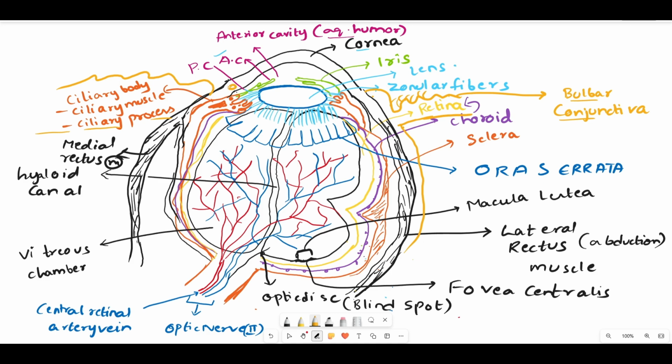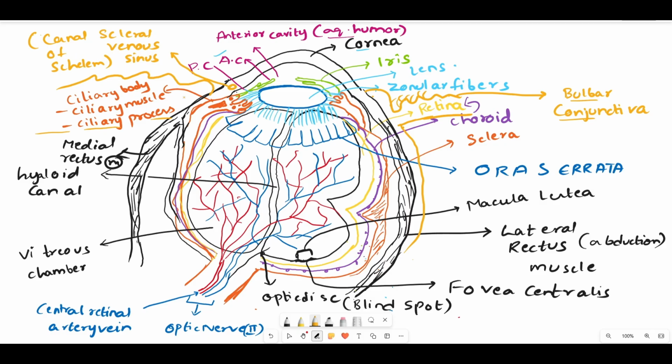At the cornea region, we have one small depression over here, right? This portion we can call the scleral venous sinus, which can also be called the canal of Schlemm. This is mainly useful for draining the aqueous humor to maintain the intraocular pressure.